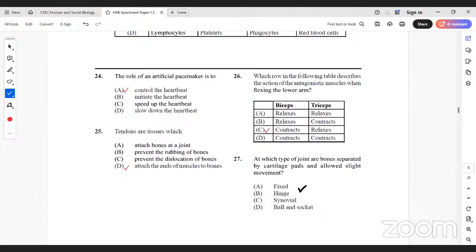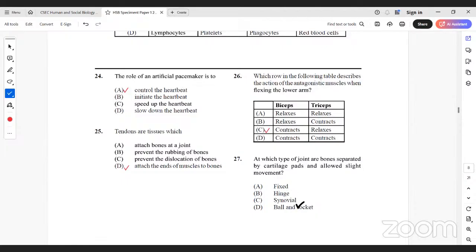So a fixed joint has no movement. Fixed joints are like joints in your skull, your cranium. All right? They don't have movement. Hinge joints, well, we know hinge joints have plenty movement. That's 90 degrees. Synovial joints, there are synovial joints at various parts of your body. They are characterized by synovial fluid. Ball and socket joint.